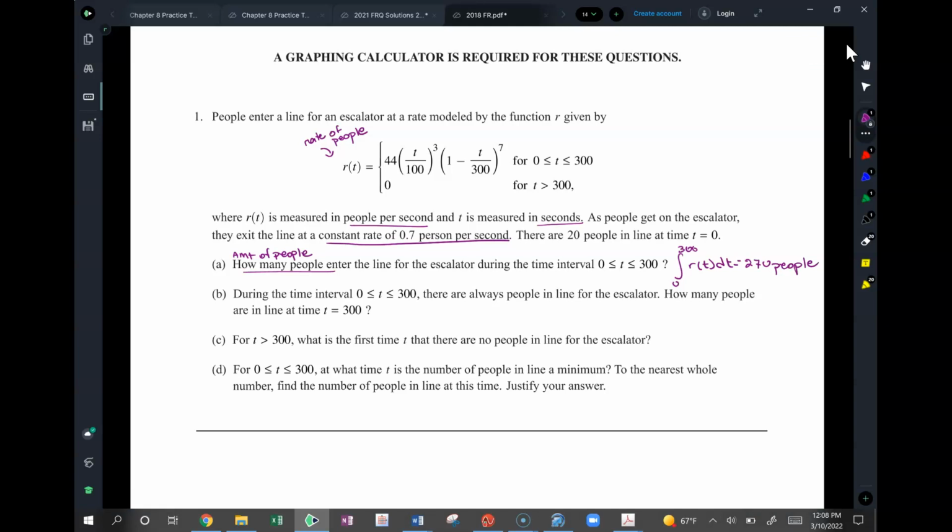Okay, this is all you need to show, and you just plug it into your calculator as an integral. What I would do is plug r of t into f1 and then just do the integral from 0 to 300 of f1, because later on you might need the function again, which you will.